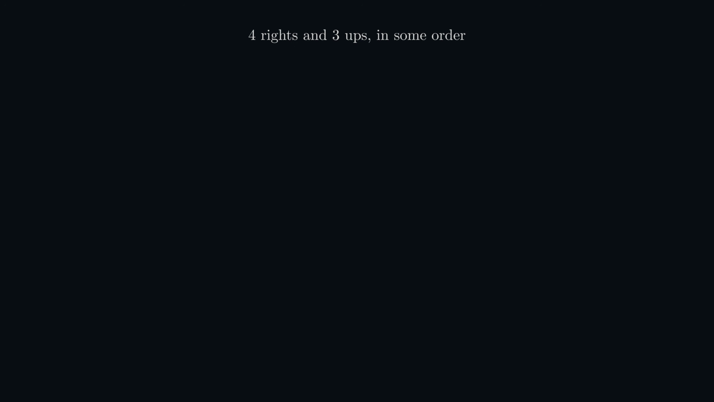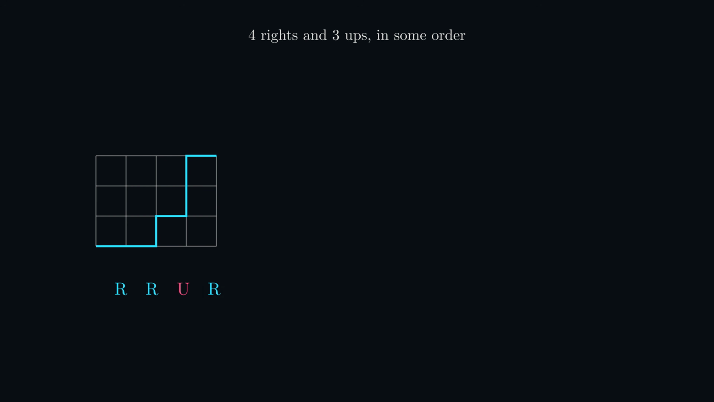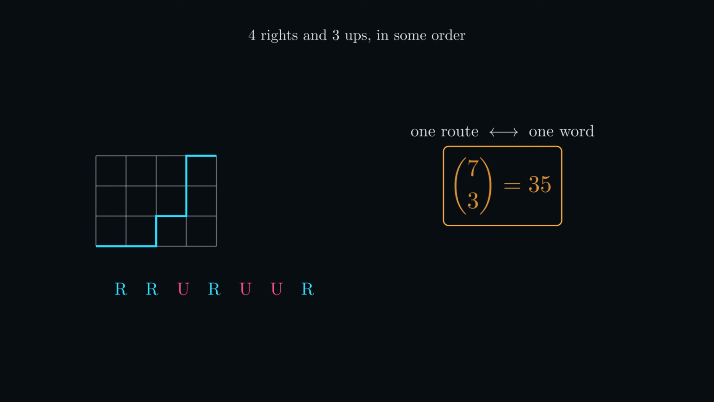First, the correspondence. A shortest route on the 4 by 3 grid takes exactly 4 steps right and 3 steps up, 7 steps, in some order. Read the steps as letters, and the route becomes a 7-letter word. R-R-U-R-U-U-R, say. And it works in reverse. Any arrangement of 4 R's and 3 U's traces a legal route. The match is perfect. 1 route, 1 word, 1 word, 1 route.